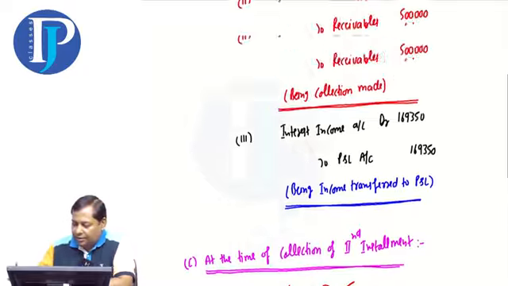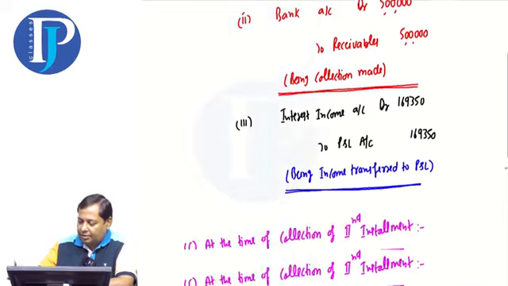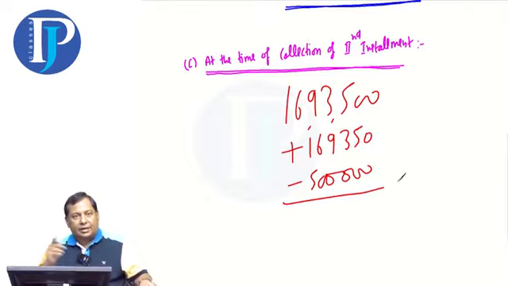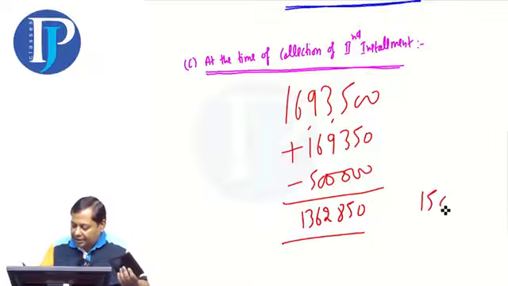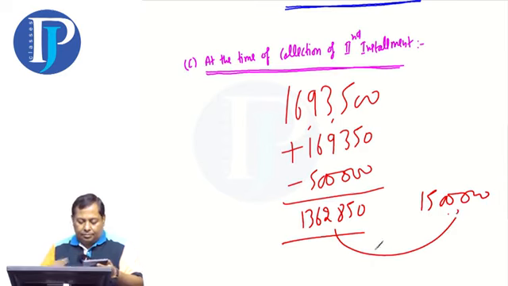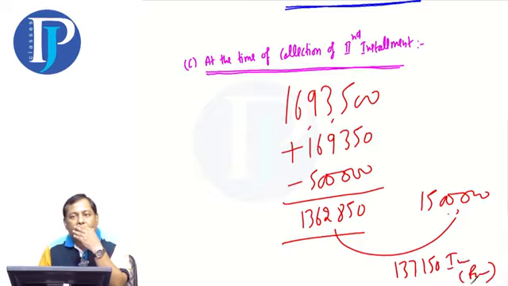Debtors debit to debtors. Look here. We first added this and then we did a subtraction. What will happen? We will get the revised balance for the second year. 1,693,500, add 1,69,350 and then subtract 5 lakhs. So this will come as 13,62,850. How much is the collection? 15 lakhs. What is the difference? It is 1,37,150 rupees. This will be rounded off. I have already rounded it off and it will be 1,37,150.